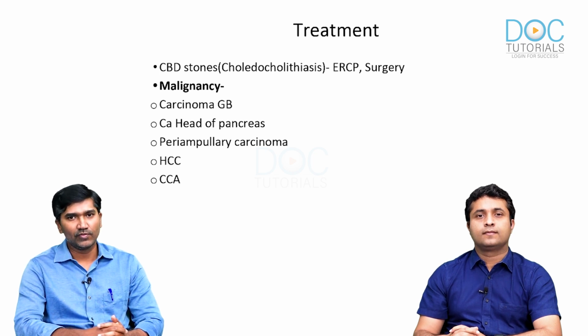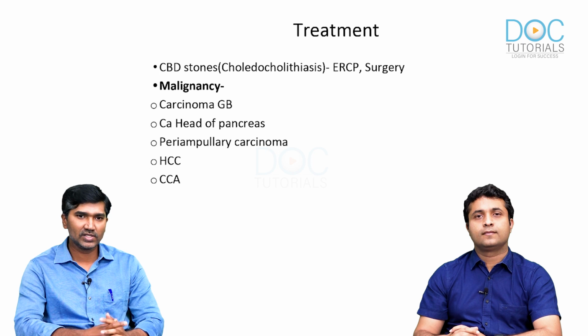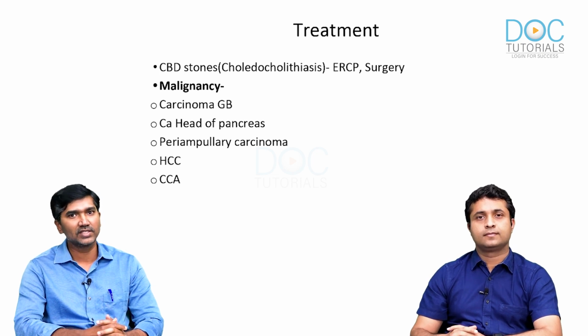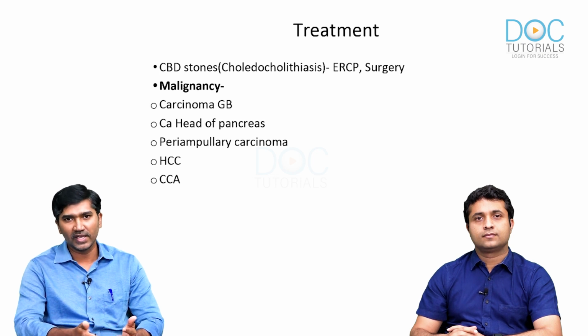And if the patient has a periampullary carcinoma, what is the difference between a head of pancreas and periampullary carcinoma? In periampullary carcinoma, any lesion within a 2 cm radius of the ampulla is included. Even periampullary carcinoma requires pancreaticoduodenectomy, that is Whipple's surgery. If the patient has hepatocellular carcinoma, he has to undergo hepatic resection, and if the patient has cholangiocarcinoma, it can be treated with plain excision of the biliary tree, or the patient may require hepatic resection along with that.